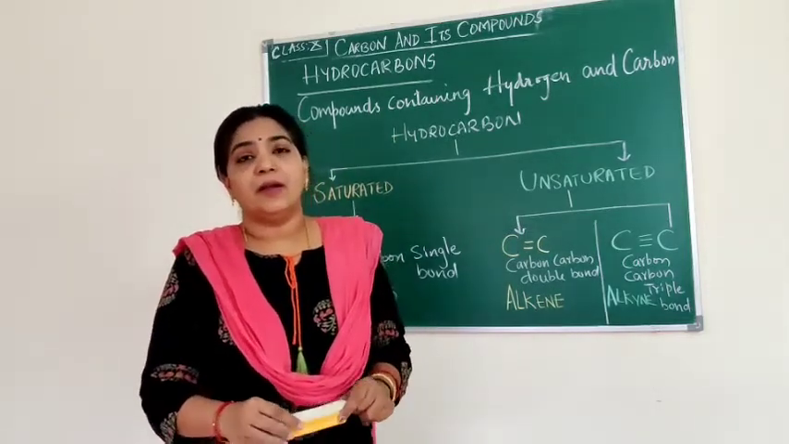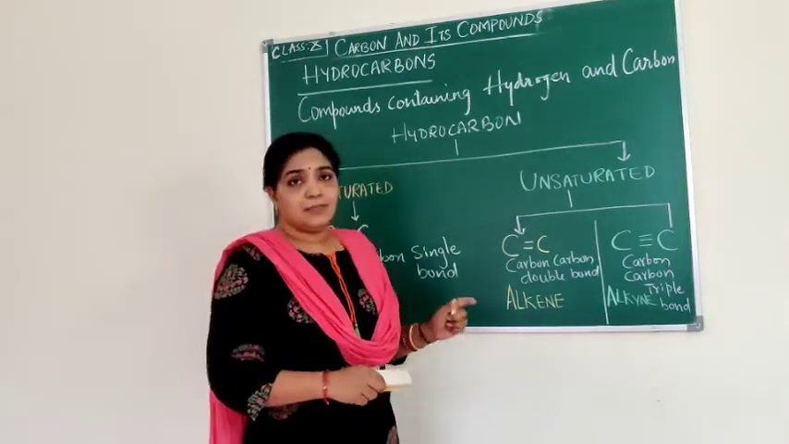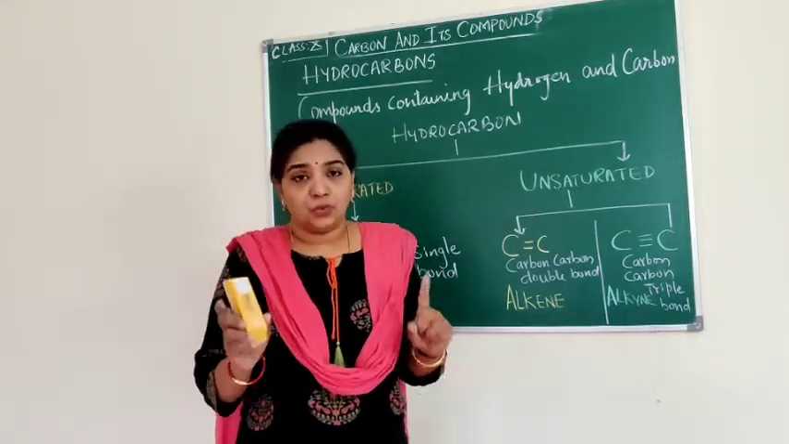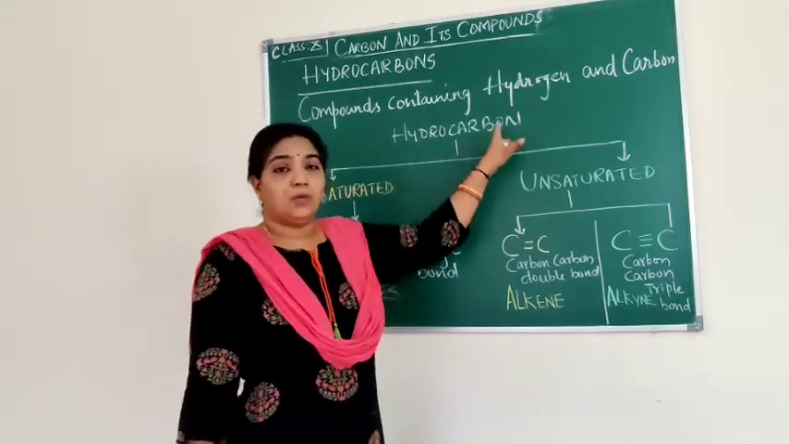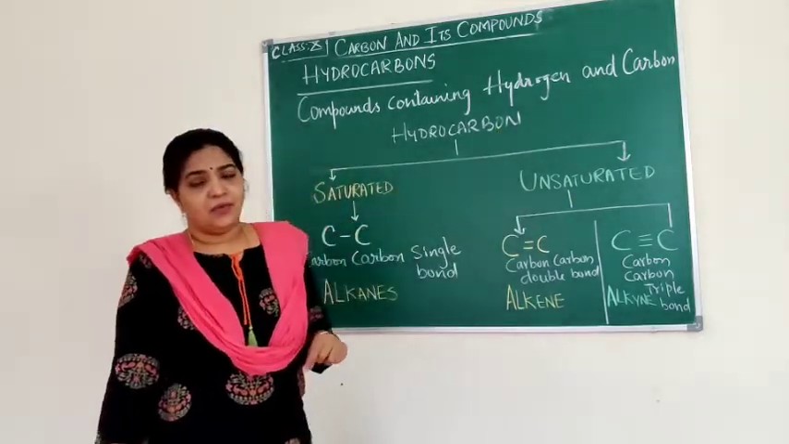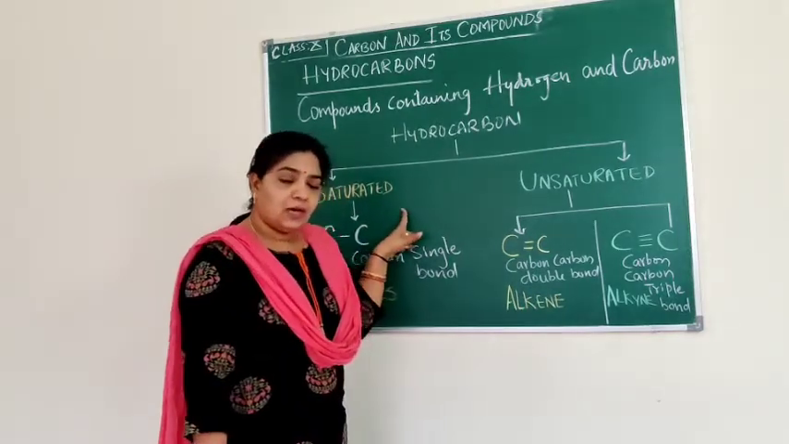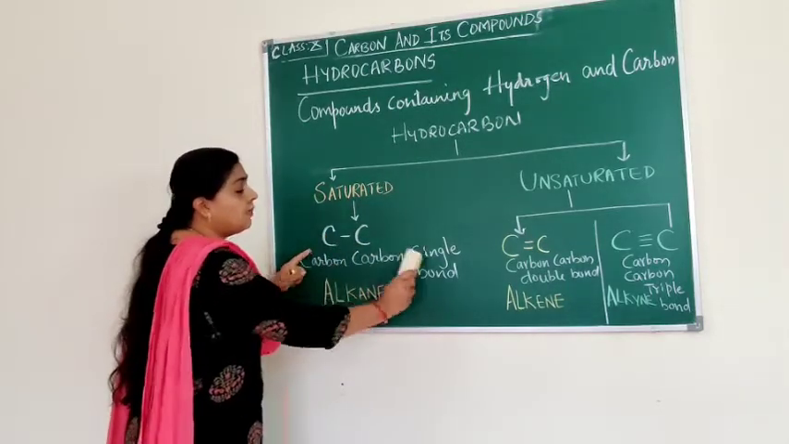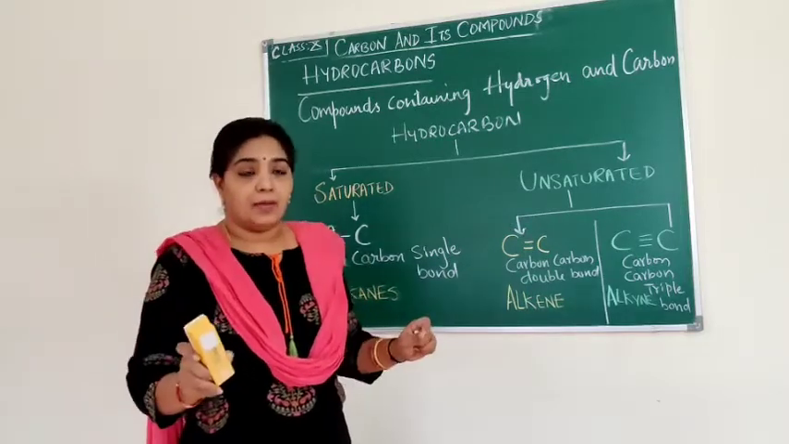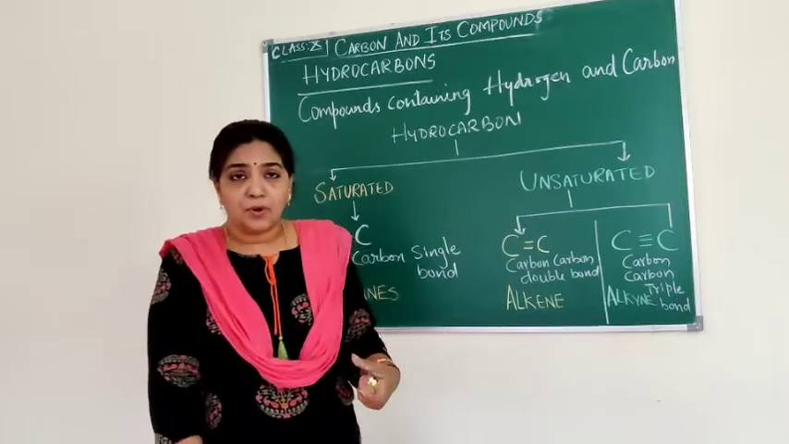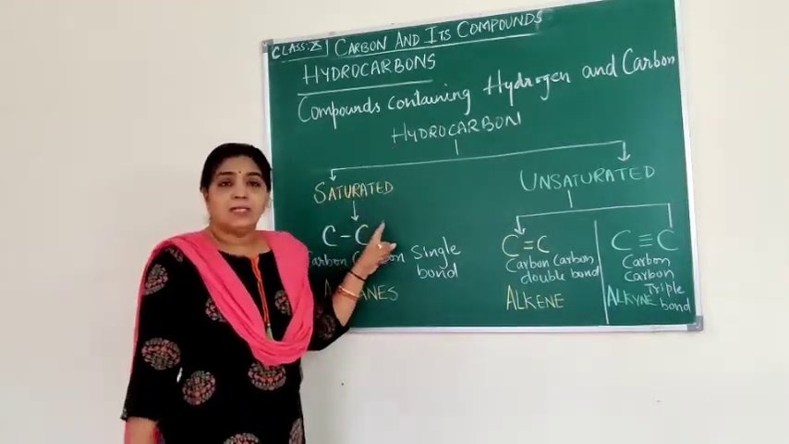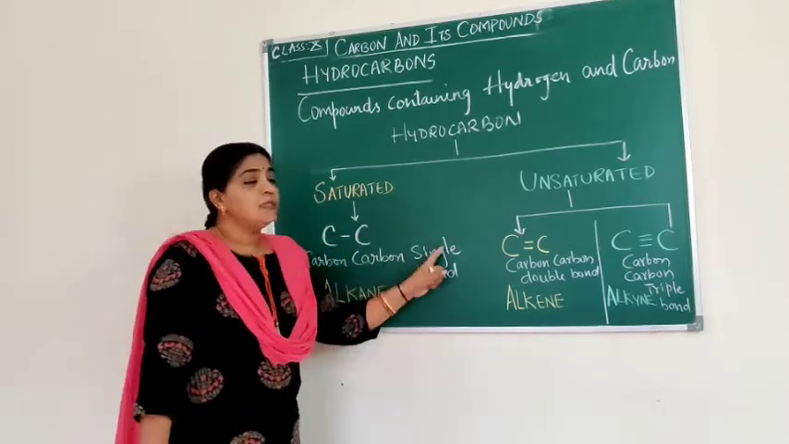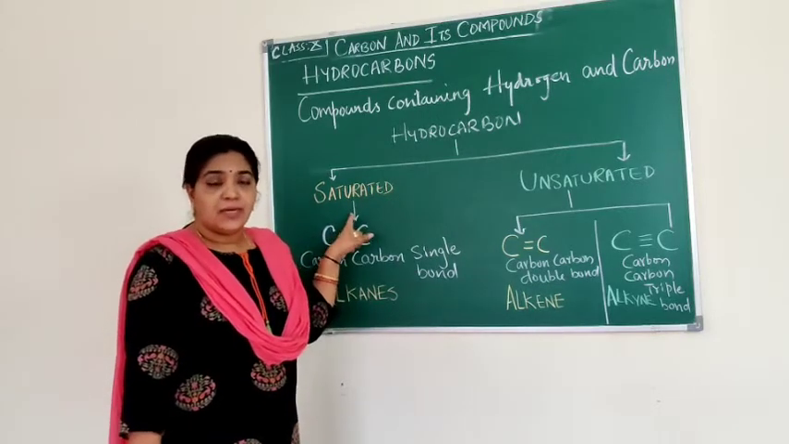This is one important part of the lesson, so you have to learn it thoroughly. Hydrocarbons are classified into two types: saturated hydrocarbon and unsaturated hydrocarbon. Saturated hydrocarbons are those where we find carbon-carbon forming a single bond. If carbon atoms form a single bond, such hydrocarbons are called saturated hydrocarbons. Carbon, single bond, carbon: a carbon-carbon single bond is called saturated hydrocarbon.